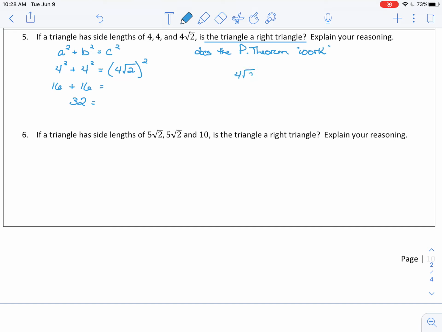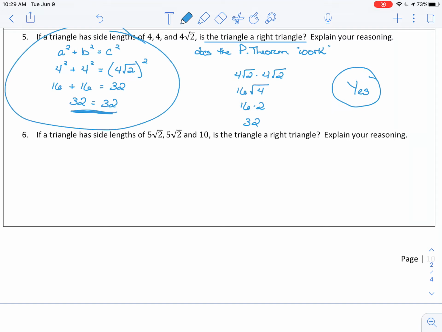So I need to square that. And we said in the multiplying radicals lesson that to square means to multiply it by itself. 4 times 4 is 16. Root 2 times root 2 under the radical gives me a root 4. But the square root of 4 is a 2. So I'm doubling 16, which is 32. So the right-hand side is 32. Since I got a true statement, 32 does in fact equal 32, then the answer, is it a right triangle, is definitely a yes. And the reason is the Pythagorean theorem works, which is what my work is showing.